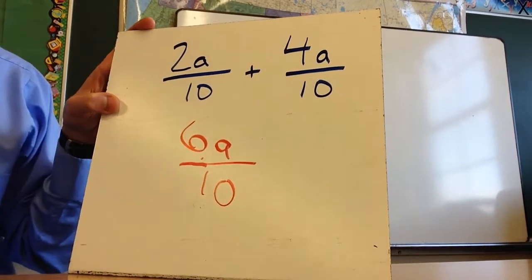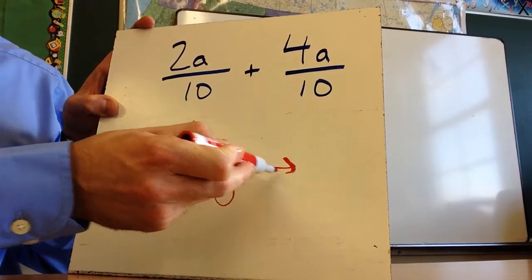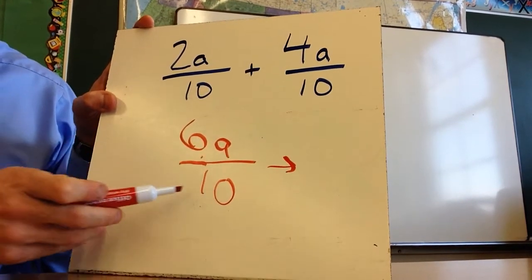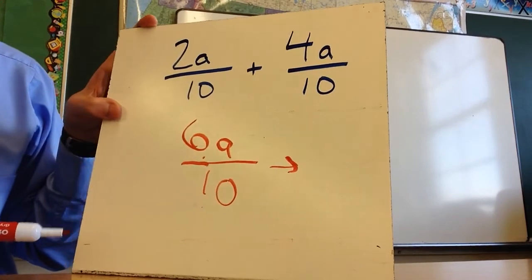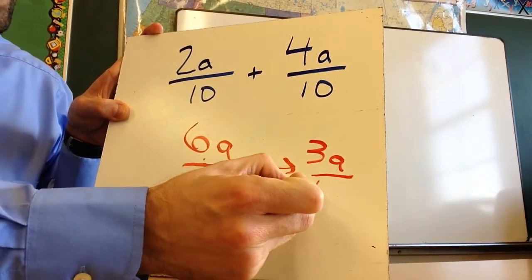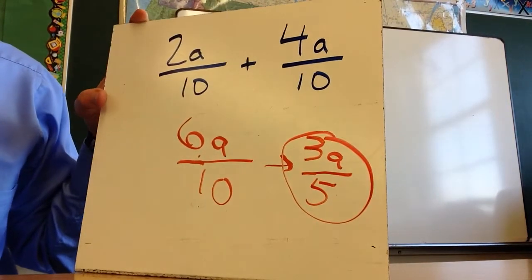Now, a lot of people leave it there, but I can't, because I actually can divide a number into the top and into the bottom, because remember this is 6 times a and this is 10, and if I divide 2 into the top, this becomes 3a, and divide 2 into the bottom, and this is now a 5. So my final answer would be 3a over 5.